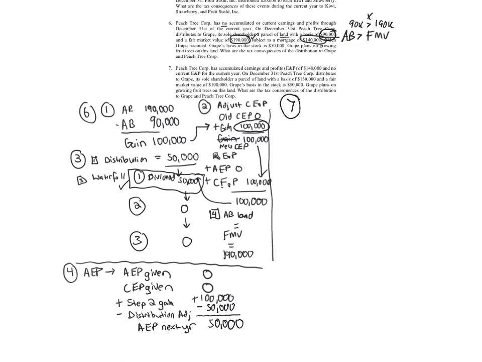Step 1, so in this one, we've got peach tree, grape. You go through step 1, amount realized minus adjusted basis. The amount realized is the greater of the fair market value or the liability assumed. There's no liability here, so it's just going to be the fair market value. The fair market value of the property is $100,000. Adjusted basis is $130,000.